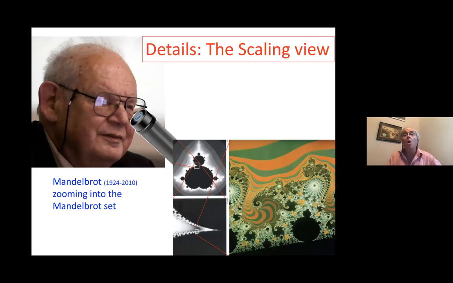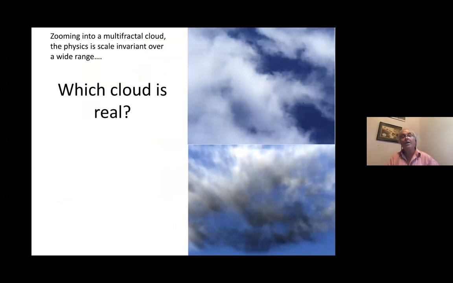So the opposite view is what I call the scaling view. Here we see one of the pioneers, Mandelbrot, staring through a microscope at the Mandelbrot set. As you zoom in, sometimes you get more or less the same thing you started with, a small-scale version of the Mandelbrot set. So zooming in doesn't necessarily give you something different. Here is an example: which of these clouds is real? One is a multifractal cloud that has been constructed, so we know that the details are simply related to the whole. Actually, there's some squashing going on, so it's not a trivial isotropic blow-up, but still the physics are the same at all scales.